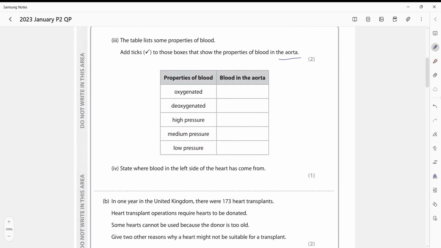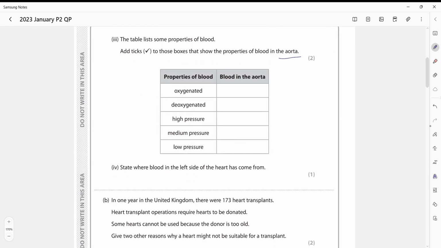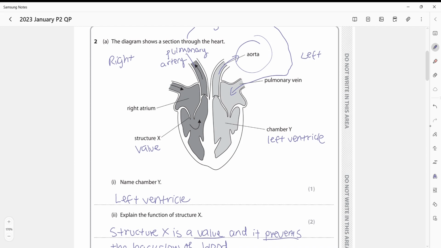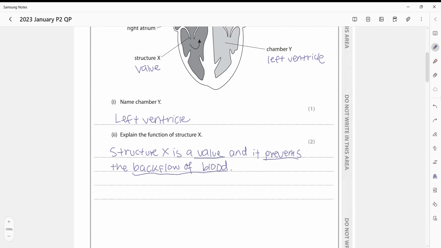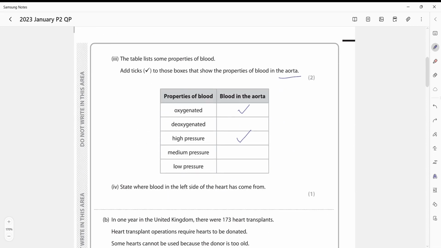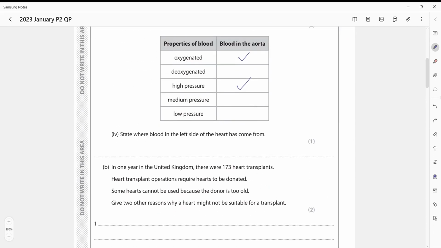Okay. So properties of blood: oxygenated, that is true because it just came from the lungs. And so it's not deoxygenated. It does have high pressure. The reason why it has high blood pressure is because it's coming out of the heart, and the ventricles here are pushing the blood out of the heart. So the blood would be traveling at higher pressures. And yeah, that's part 3 done.